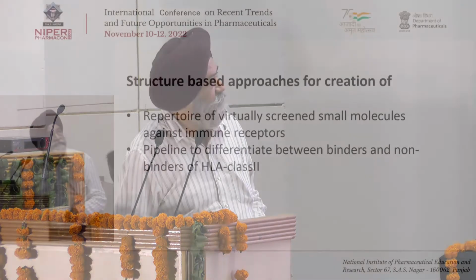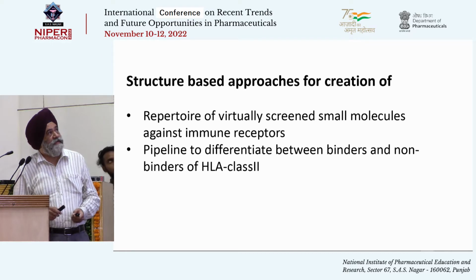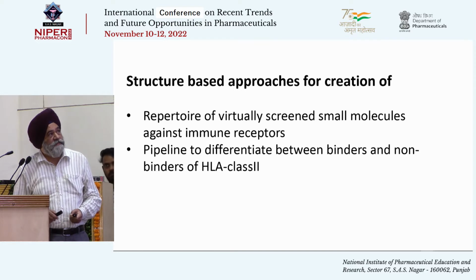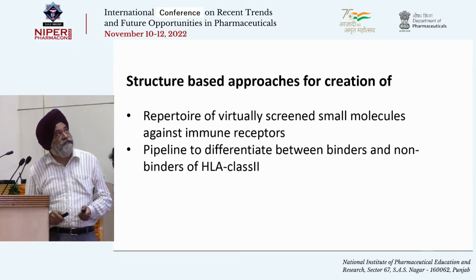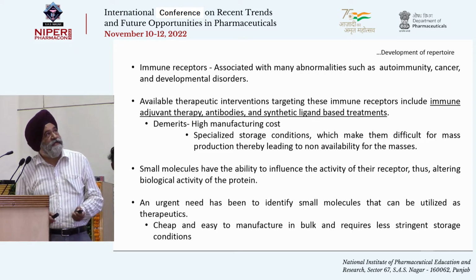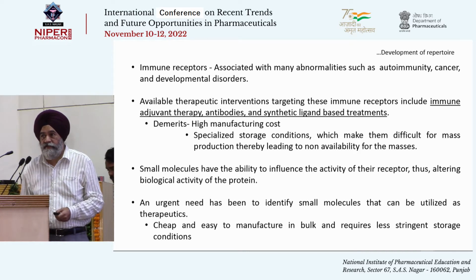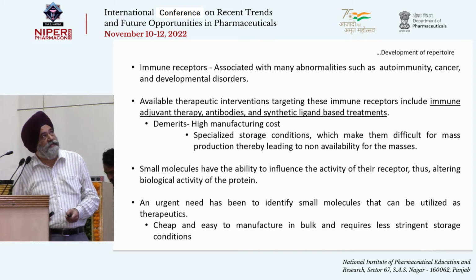So this study will be divided into two parts. One will be developing a repertoire for virtually screened small molecules against the immune receptors. Second will be, we'll talk about the pipeline to differentiate between binders and non-binders of HLA class 2. So this is the outline that I have for you. I think everybody knows about the immune receptors. There are different types of receptors. These receptors are very important for the immunology, but if something goes bad, abnormalities related to this can lead to autoimmunity, cancer, and developmental disorders and stuff like that.